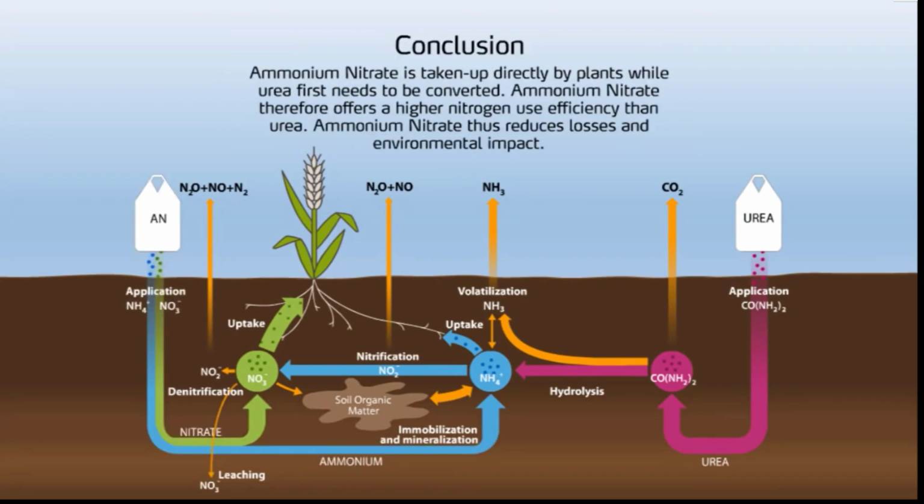In conclusion, ammonium nitrate is taken up directly by plants, while urea first needs to be converted. Ammonium nitrate therefore offers a higher nitrogen use efficiency than urea. Ammonium nitrate thus reduces losses and environmental impact.